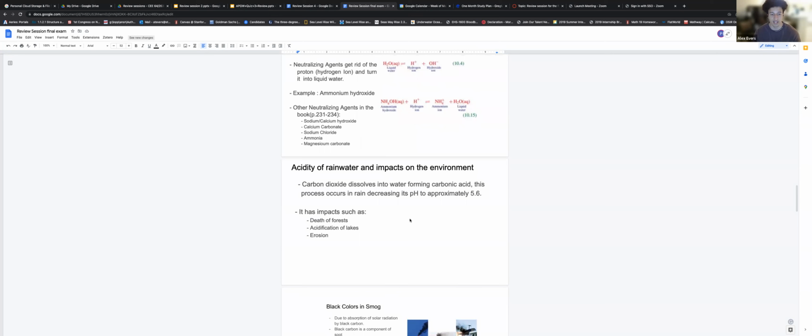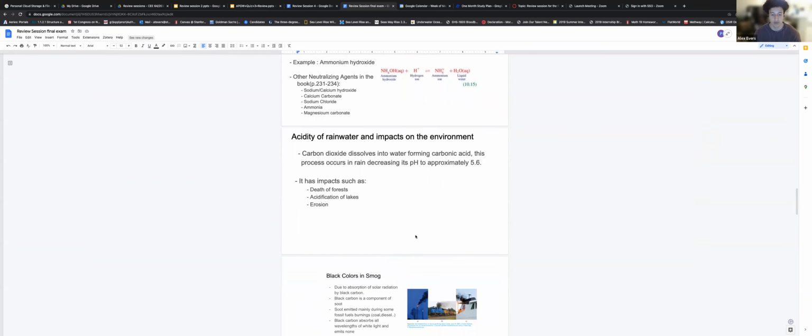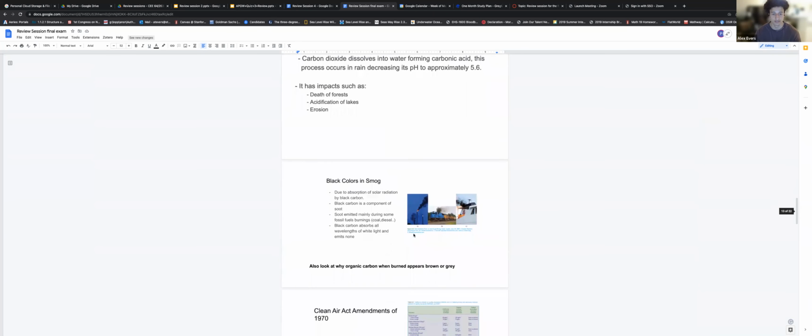And this is the last slide, and I'll hand it off to Paula. But also understand the acidity. So why does rainwater have a pH of approximately 5.6, which is acidic, and what does that impact on the Earth? That's death of forests, acidification of lakes, and various forms of erosion. And Paula, you can take over.